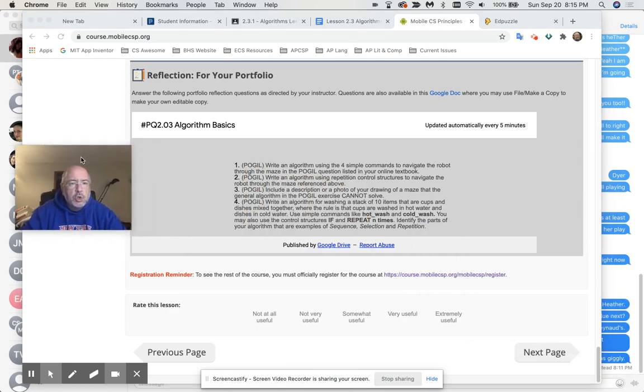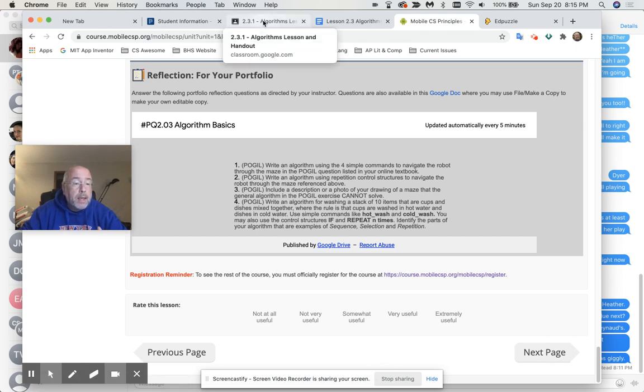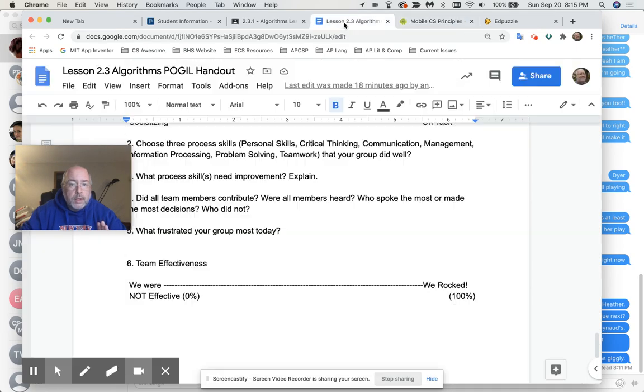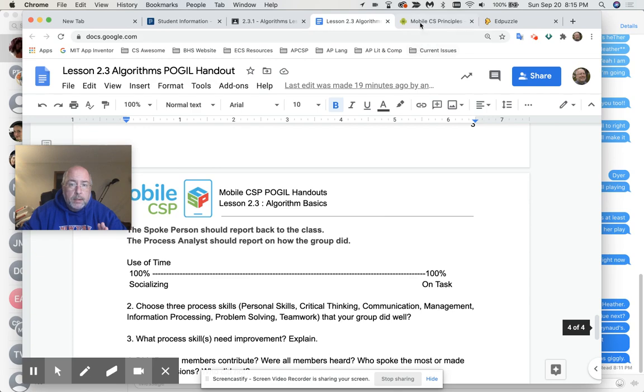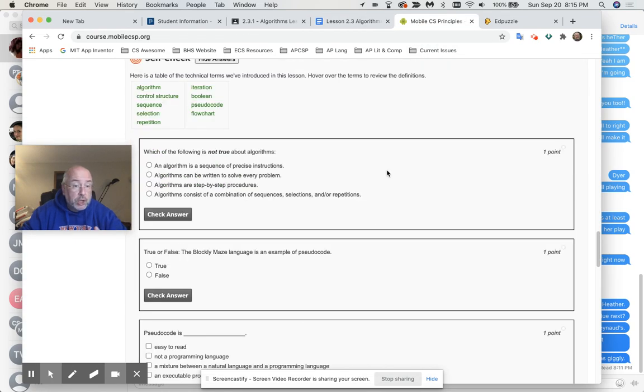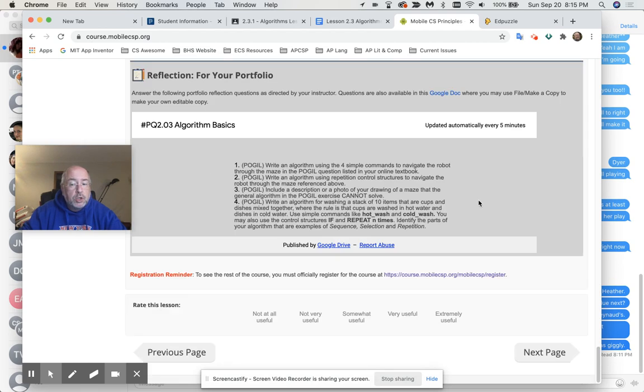Then, and this is super important, you see this thing says next page? Finish the POGIL worksheet, finish the page questions, then click next page and click submit on the assignment. Make sure you do that. Again, finish the POGIL worksheet on robotics, then finish the extra questions, this is what's called the self-checks, then finish right down here where it says next page.